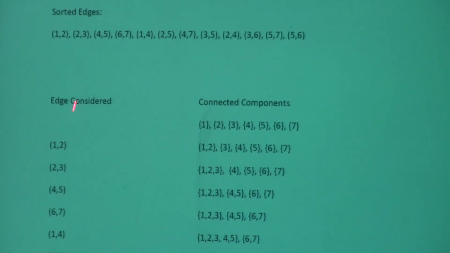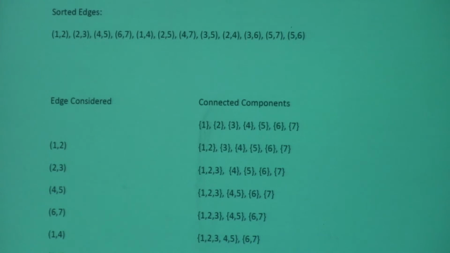Next one is 4, 5. And 4, 5 connects these 2 trees, therefore unifying them into a single tree. After that, we have 6, 7, and 6, 7 connects these. And notice that now I have only 3 trees. Now I have 1, 4. 1, 4 would connect this tree to this tree. So therefore I take it, and it unifies 1, 2, 3 with 4, 5, creating the 1, 2, 3, 4, 5 tree.